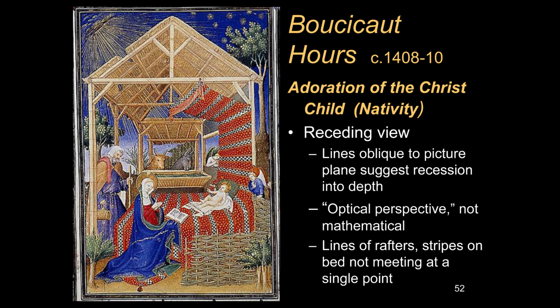And then when we see things that are behind them, we're saying, oh, they're further back in space. So he's used that device. And then he has used the lines of the bed covering and the cloth of honor. Both the idea of the side of the bed, the foot of the bed at an angle that points back into space, and then every one of these striped patterns are pointing back into space. So he's using lines that are oblique to the picture plane to suggest recession into depth.